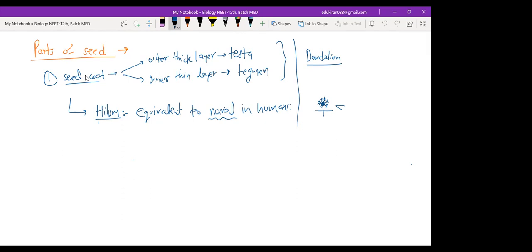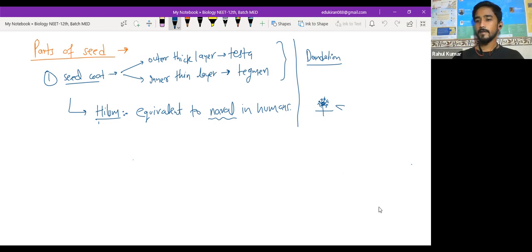Inside, we wrote about the seed coat. Sir, you already made us write this. Yes, we did. I'm just going. Okay, so let's do one thing.